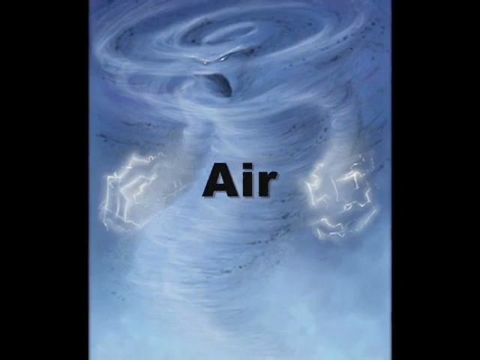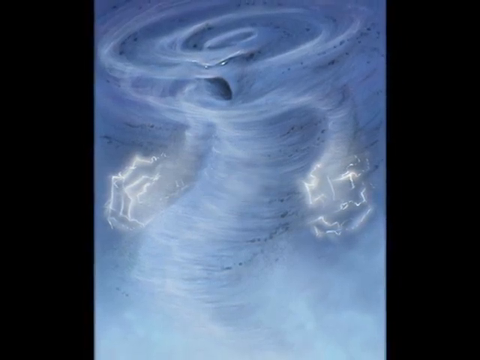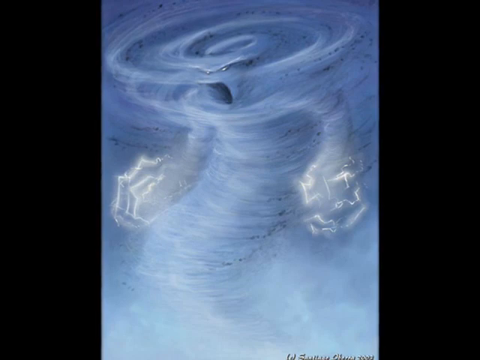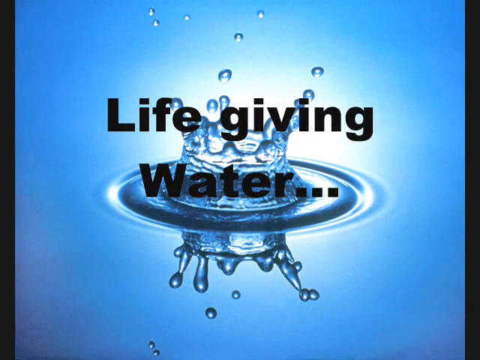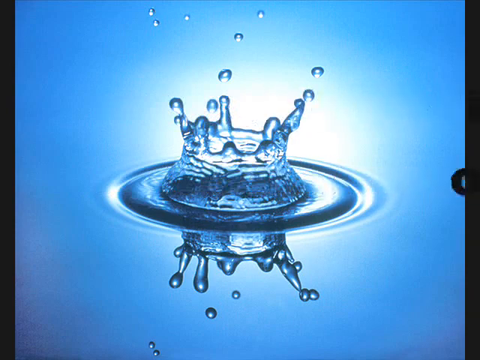Next is air, which is a mixture of gases that play a crucial role in the life of an organism. Plants take in carbon dioxide and give out oxygen, which helps in the life of an animal. Life-saving water molecules help in proper distribution of molecules in the cell, thereby aiding in the physiological processes.